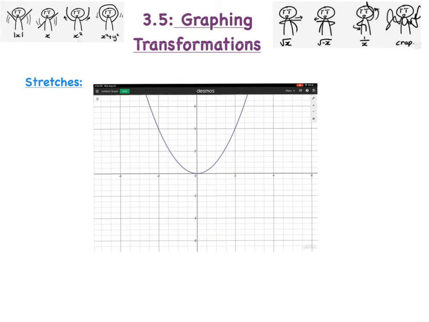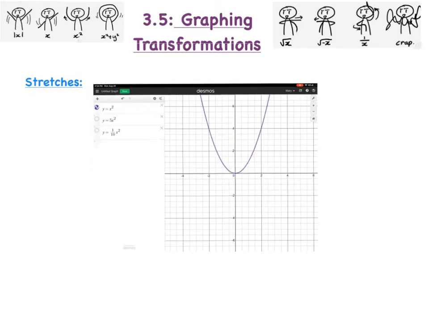Finally, let's discuss stretches of graphs. So you should all recognize this graph. This is y equals x squared. This is our parabola opening up. And if we were to do a stretch on this graph, it would be in the form of multiplying the function by a constant. So I have two possibilities here. We're going to first multiply by a 5 and then by a 1/10.